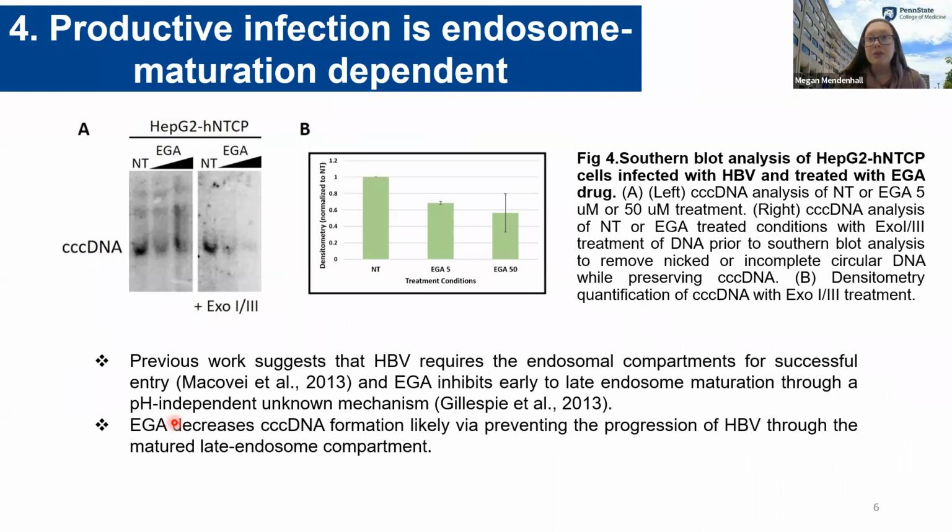We then tested with a drug that specifically inhibits the early to late endosomal maturation, called EGA. As we show in figure 4a, when cells are infected with HBV and then treated with EGA, there's a decrease in cccDNA production. This indicates that the endosomal compartments are important for entry and also necessary for productive infection.